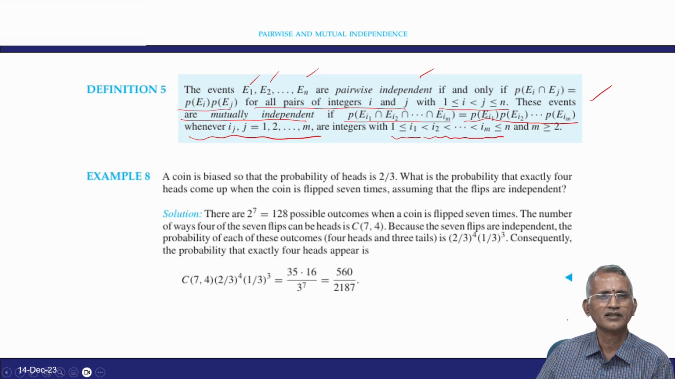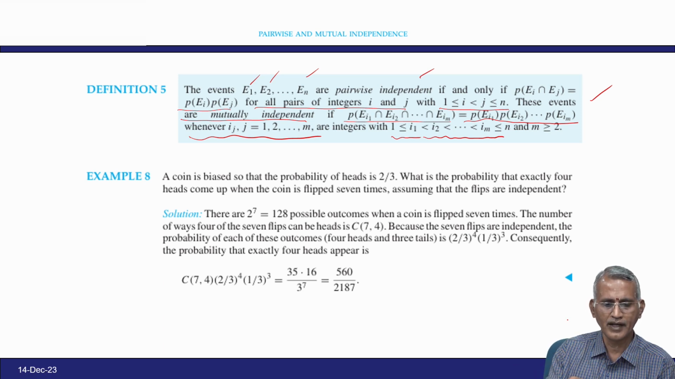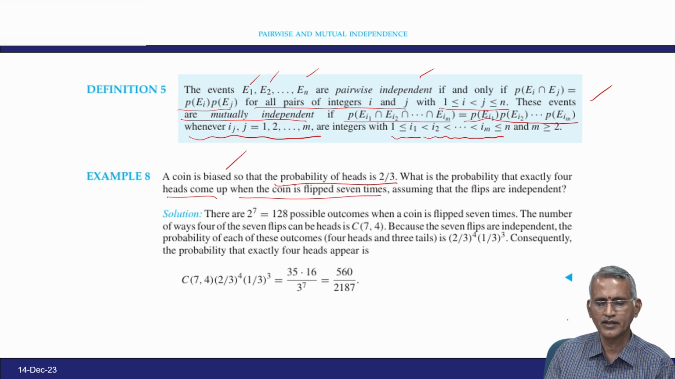Now, based on this, we have an example. A coin is biased, the probability of heads is 2 by 3. What is the probability that exactly 4 heads come up when the coin is flipped 7 times, assuming that the flips are independent? The solution is, there are 2 power 7 equal to 128 possible outcomes.